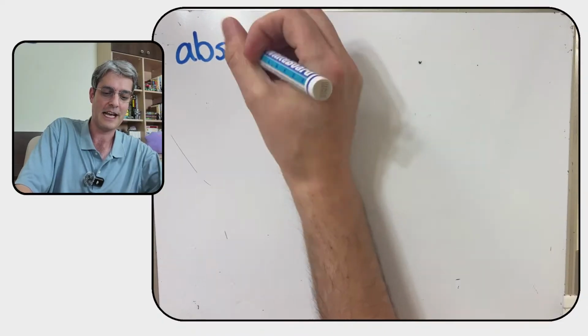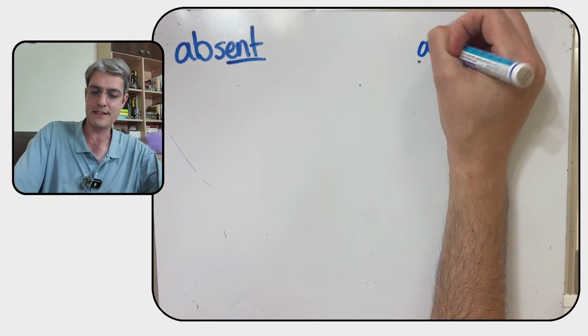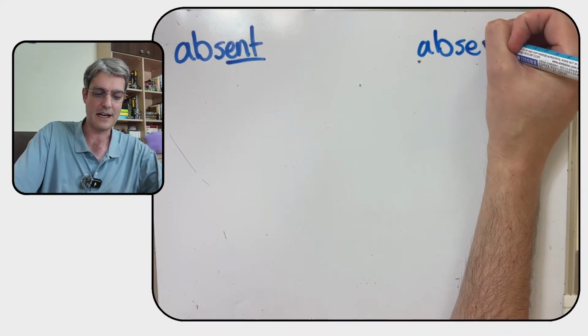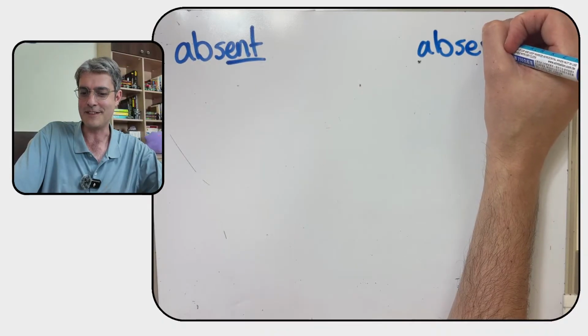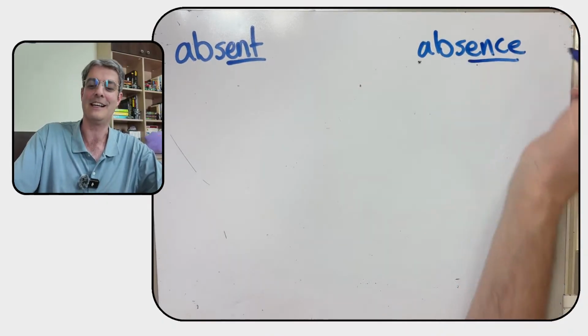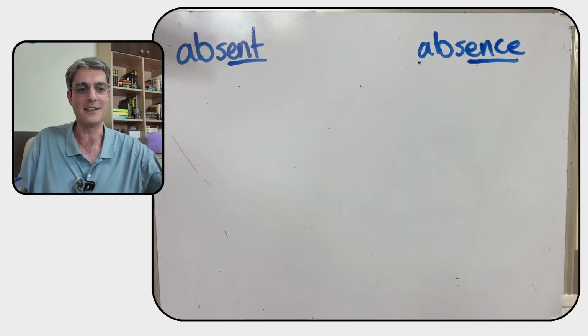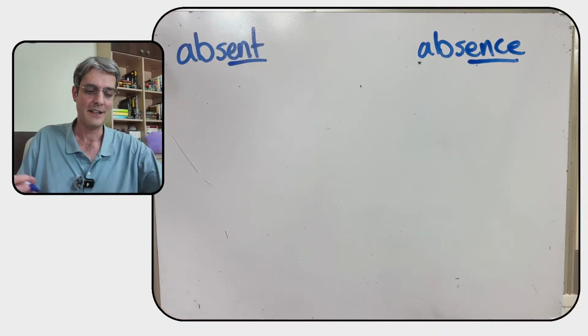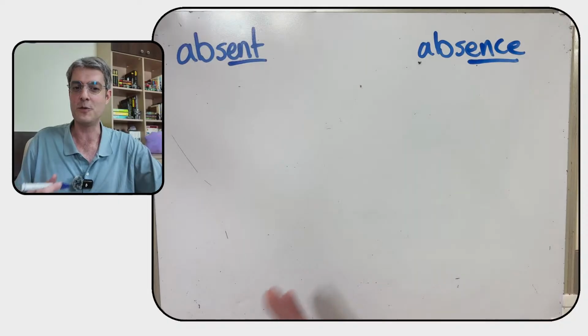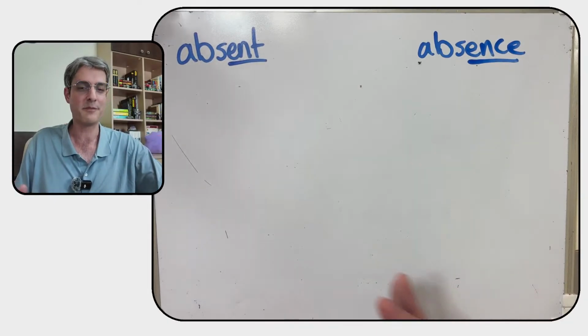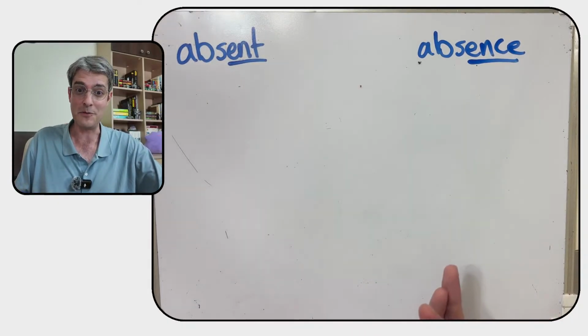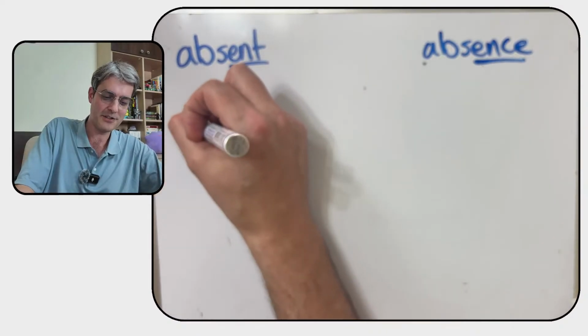Absent, our adjective, and absence. All right, absence right there, ending in ence. And this just means not present or the state of not being present. So you could be absent from school, absent from work. You didn't show up. Maybe you were sick. Maybe you were skipping.